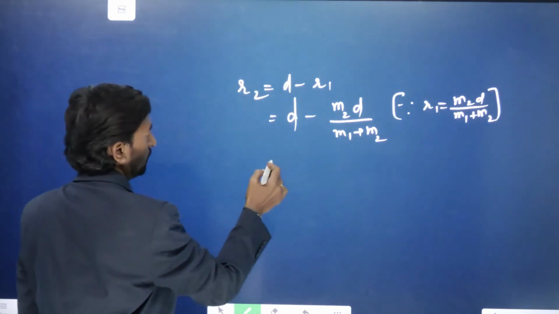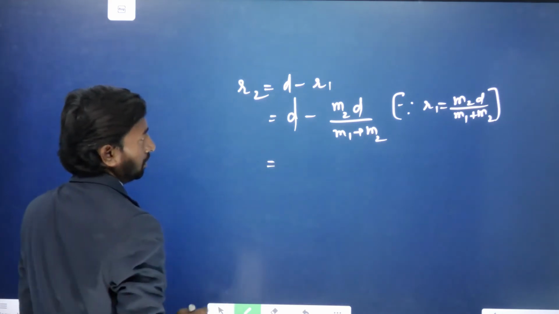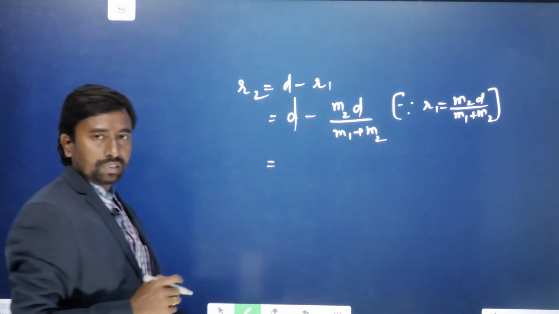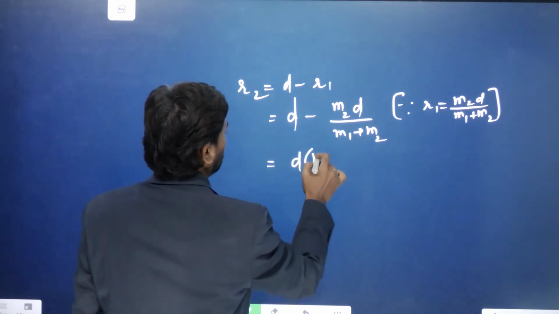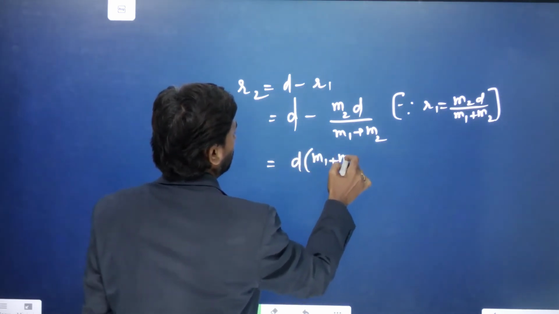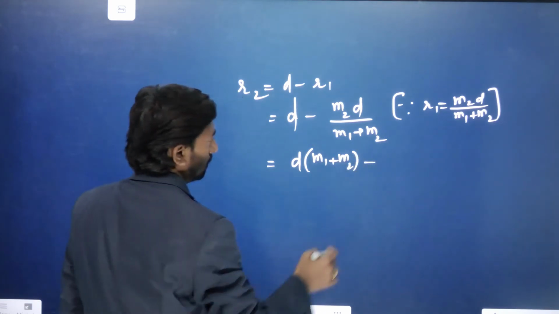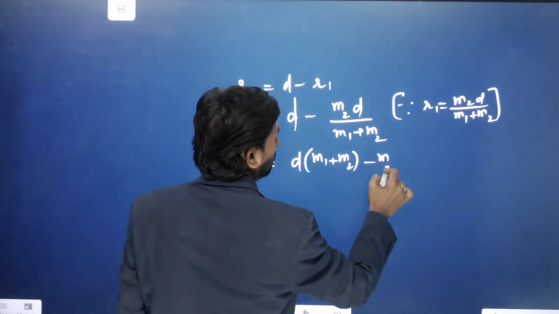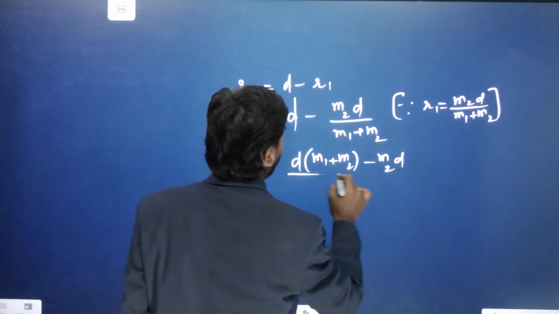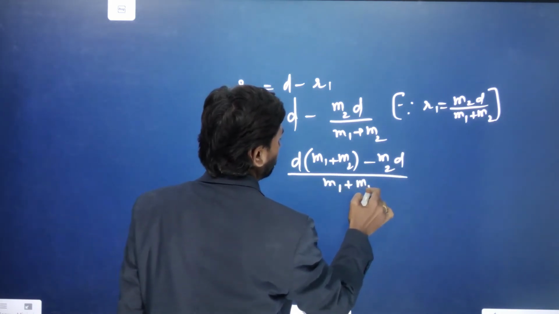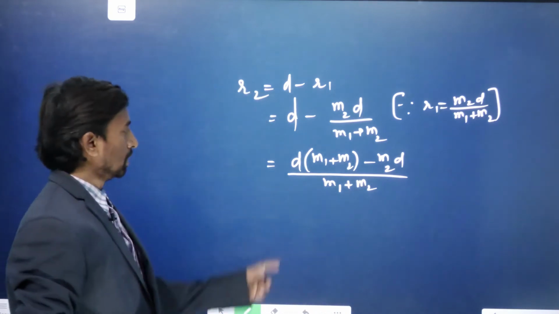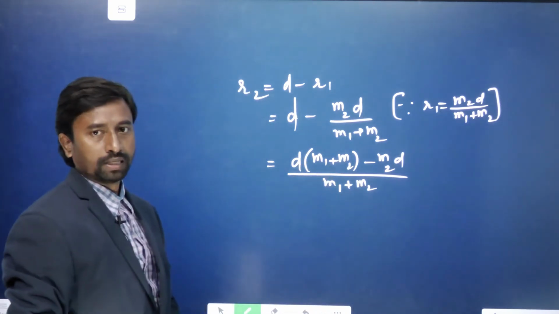If you subtract, now we have to simplify this one. So we can take the LCM, m1 plus m2 will be the LCM. We can write d into m1 plus m2 minus m2 into d, whole divided by m1 plus m2. Next, multiply d for these two masses.